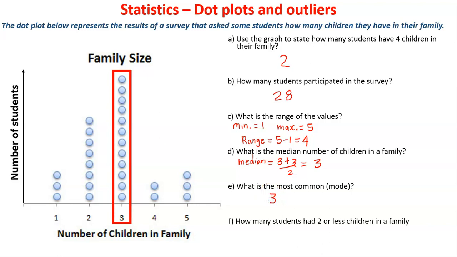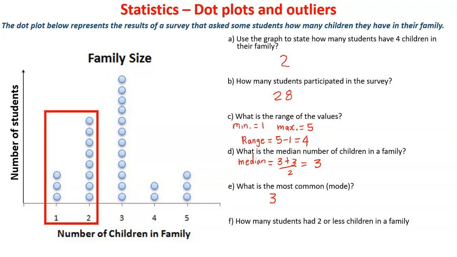Question F, how many students had 2 or less children in a family? Very important that we read these questions carefully because it says 2 or less. So 2 or less would include 1 and 2. And what we need to do is just count out the number of circles or dots that we have for these 2, and that will tell us how many students had 2 or less children in the family. And for this one here, it's going to be 11.